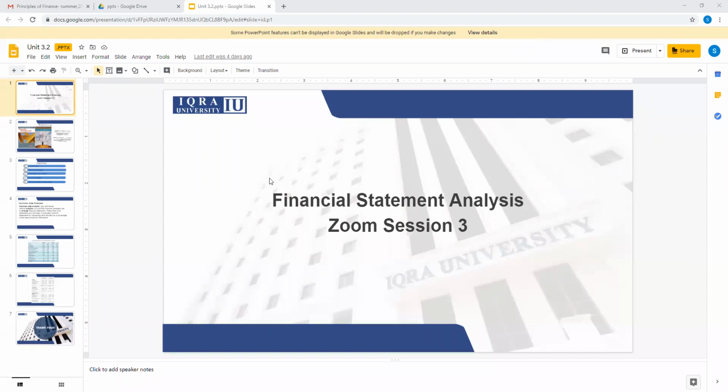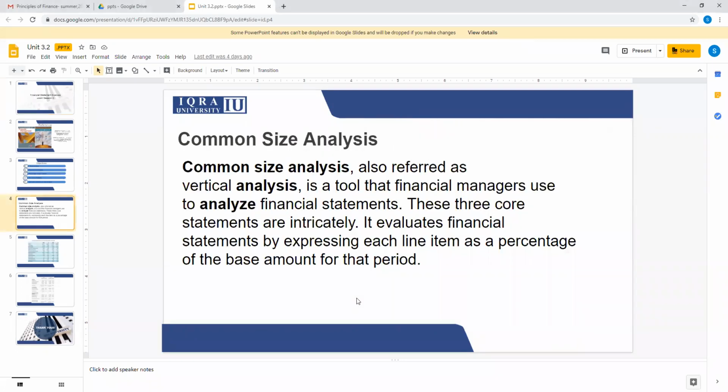Unit 3.2 week 3. As I mentioned earlier in unit 3.1, this week we will be doing financial statement analysis. So let us continue with another technique of financial statement analysis, that is common size analysis. Now what is common size analysis? Common size analysis, also referred to as vertical analysis, is a tool that financial managers use to analyze financial statements.